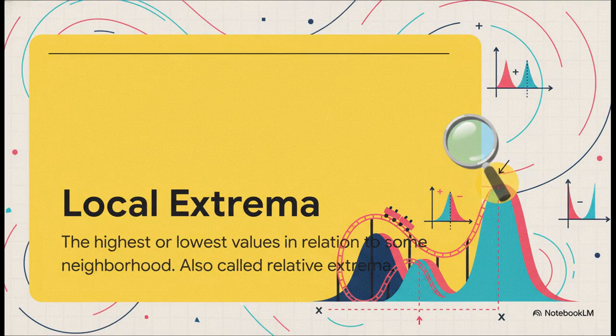And then we have local extrema. The key word here is local, or sometimes you'll hear relative. A local maximum is just the top of one of those smaller hills. See, it's the highest point in its own little neighborhood, but it's not necessarily the highest point on the whole ride. It's a peak, but only relative to the points right next to it.